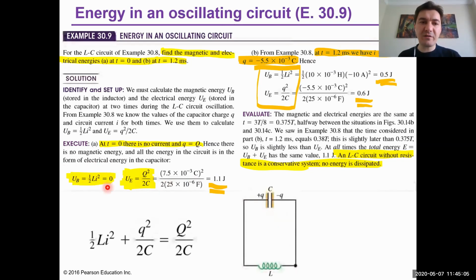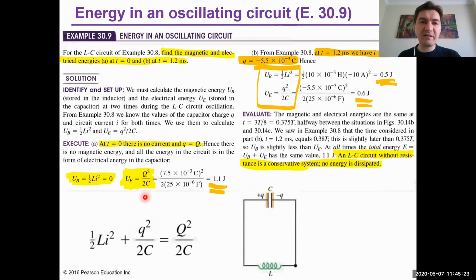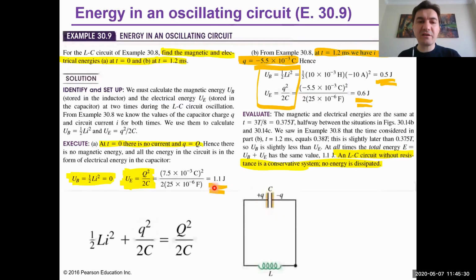So magnetic energy is 0. So the energy stored in the capacitor is given by Q square over 2C. Q is given here. We have calculated Q. Okay, put it there. And capacitance of the capacitor is also given. Put it there. Then finally, we can calculate the energy stored in the capacitor is given by 1.1 joule. Okay.